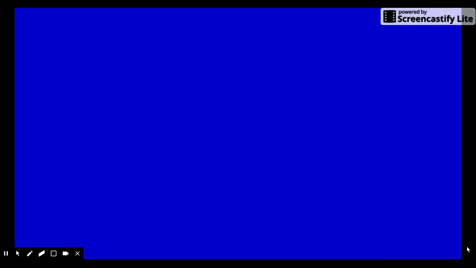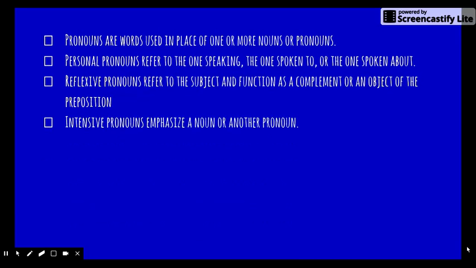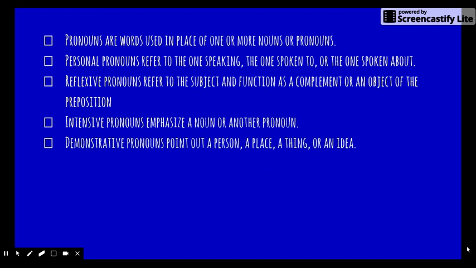All right, guys, we made it to the end. Let's recap what we've learned so far. Pronouns are words used in place of one or more nouns or pronouns. Personal pronouns refer to the one speaking, the one spoken to, or the one spoken about. Reflexive pronouns refer to the subject and function as a complement or an object of the preposition. Intensive pronouns emphasize a noun or another pronoun. Demonstrative pronouns point out a person, a place, a thing, or an idea.